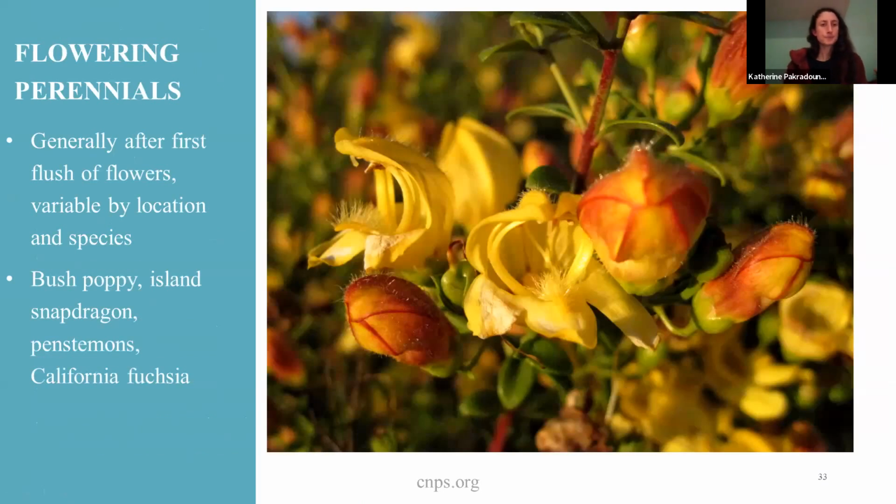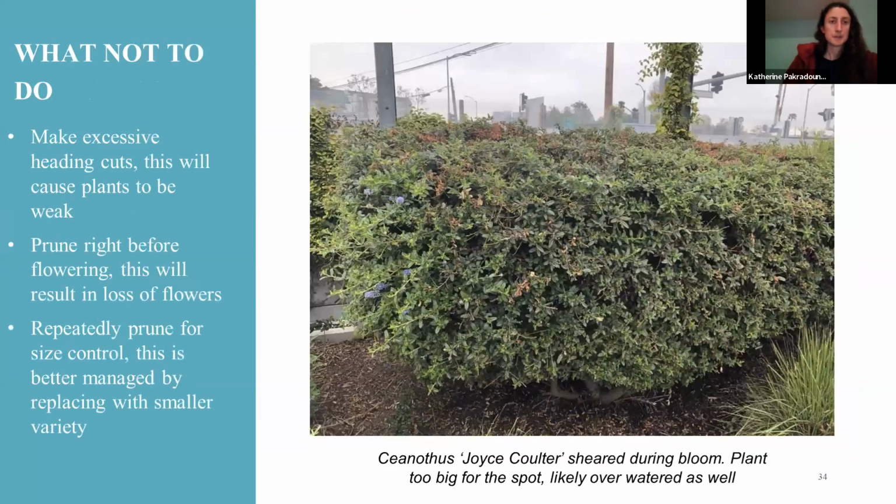All right, so flowering perennials, after the first flush of flowers, you can do your pruning, but I let plants go to seed, so make sure you're letting things go to seed before you start cutting them off. Again, it's more like cleaning up dead material. So you don't want to make excessive heading cuts.